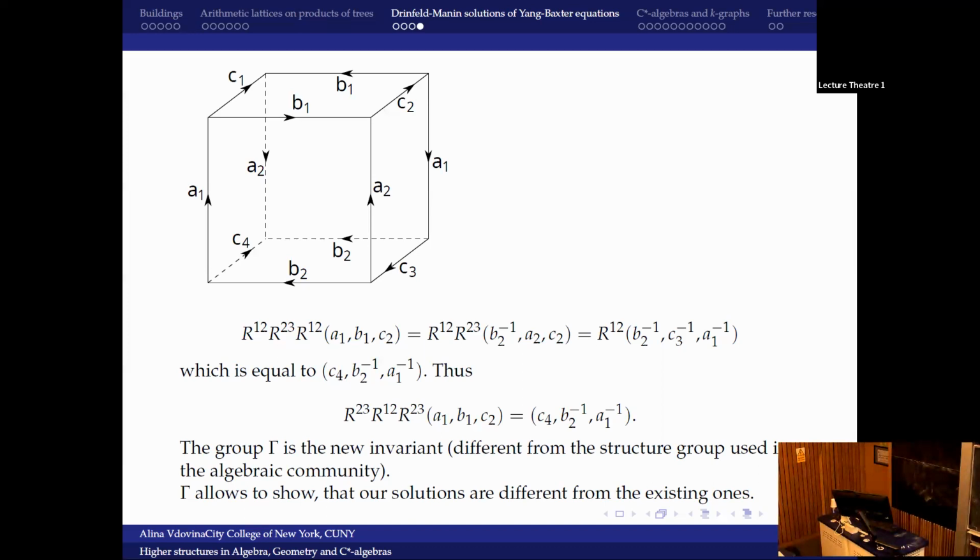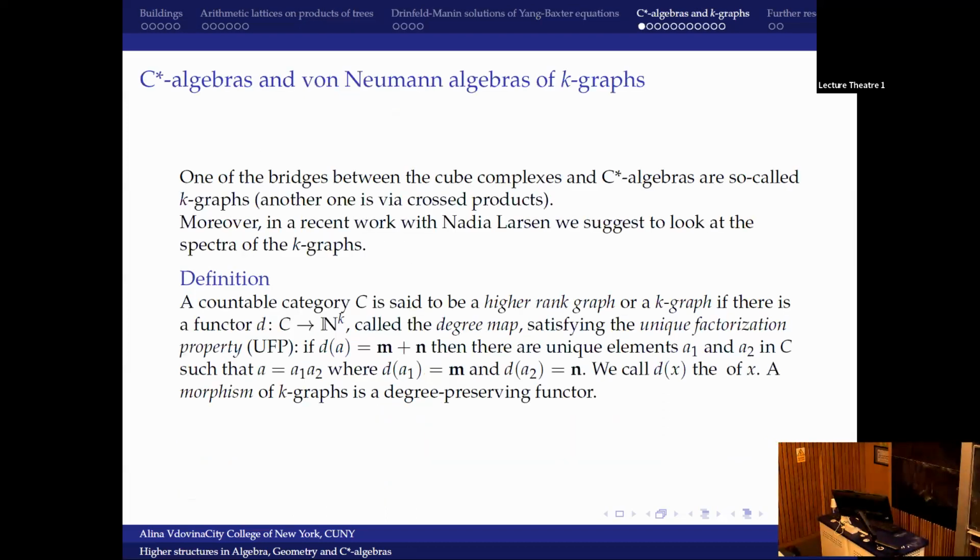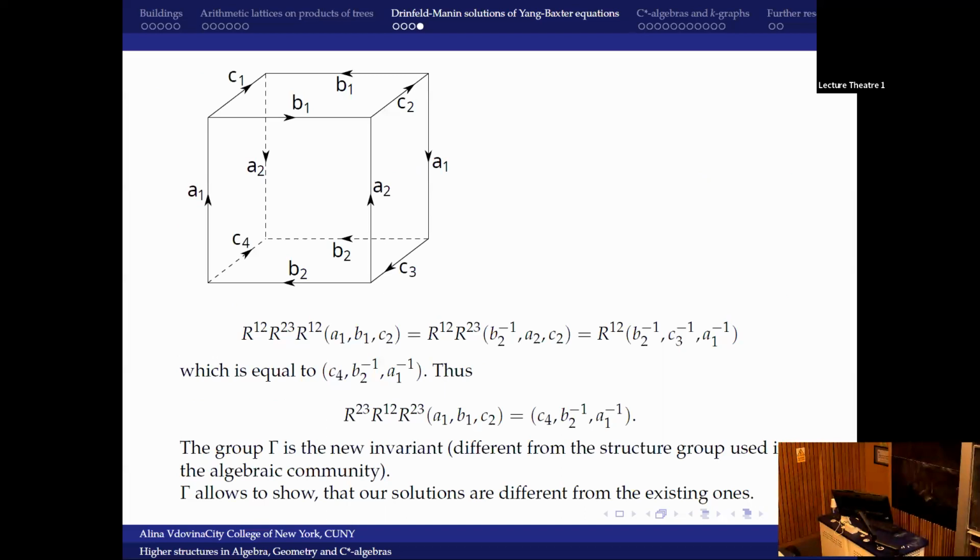How do you find gamma? The group gamma is the fundamental group of the complex. Yeah, it's the fundamental group of the complex. More questions? So you say you can compute the abelianization? Yeah. And no, not necessarily easy.